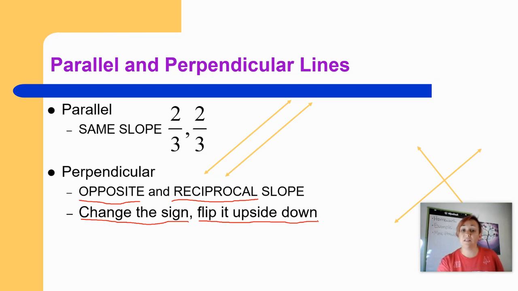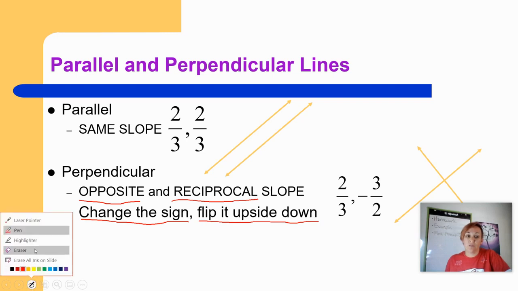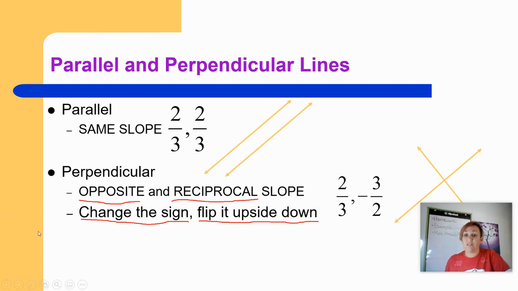So for an example, if one of my slopes is 2/3, the opposite reciprocal would be negative 3/2. The opposite is making it negative. The reciprocal is flipping it upside down. If your original slope is already negative, the opposite would make it positive. Now, these are two very, very specific cases.